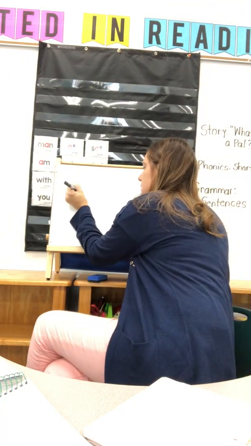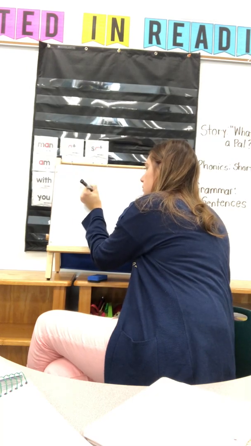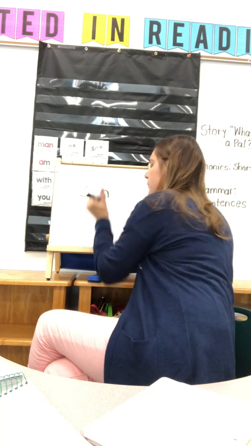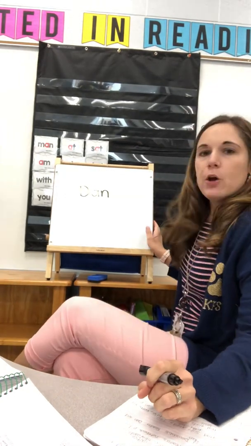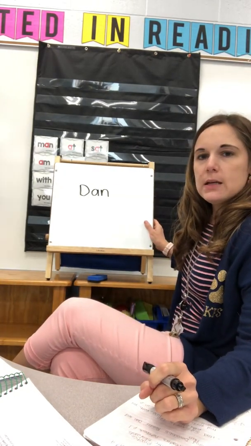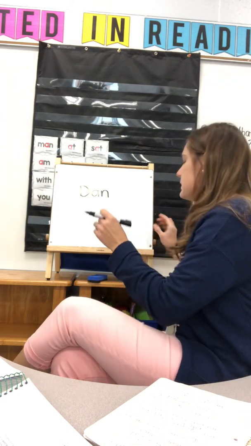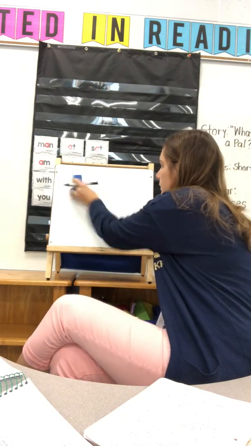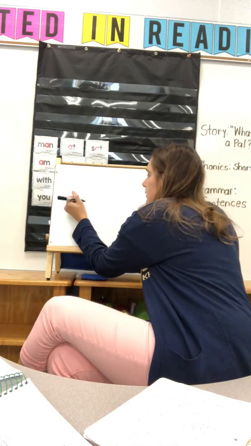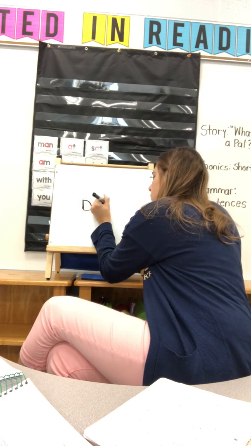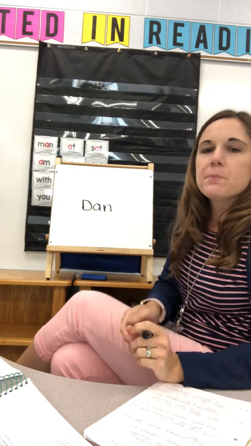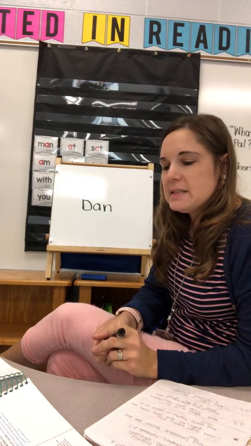I'm going to write this word. Okay. I'm hoping that we can see that. Oh, there's a glare. Let me see if I can bring it down. There we go. All right, this is the word Dan.